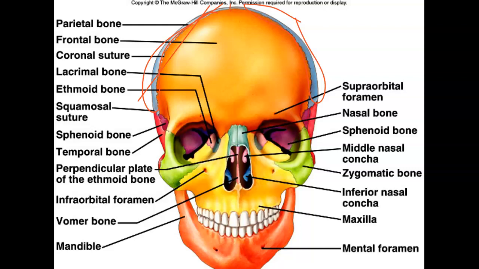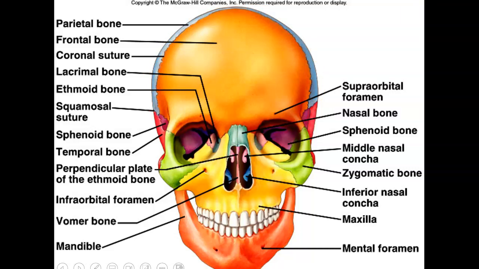The frontal bone is this big forehead bone here, and it is separated from those parietal bones by what's referred to as the coronal suture. That suture runs along the head, kind of like a headband, if you were to wear a headband of some sort. So that's the coronal suture.